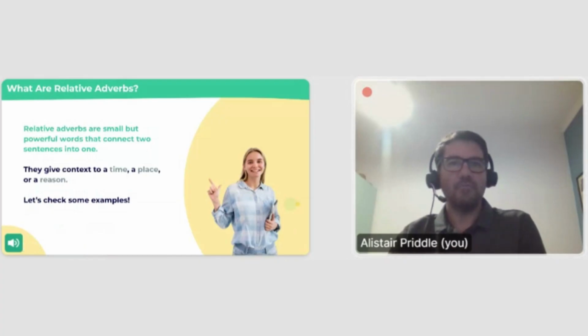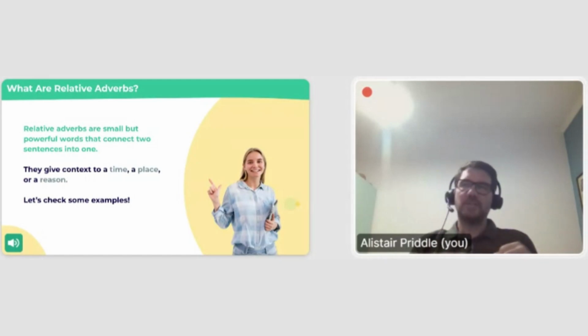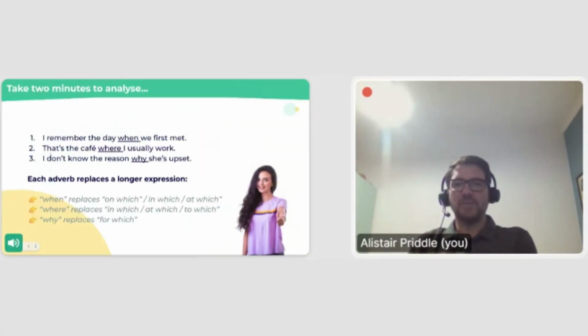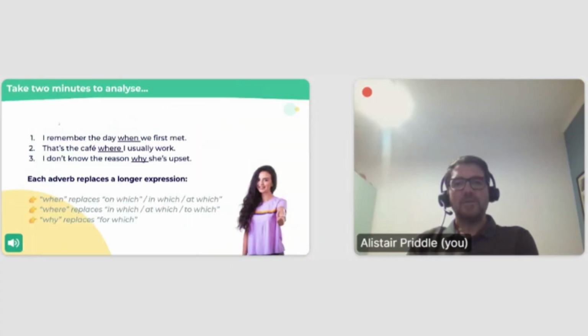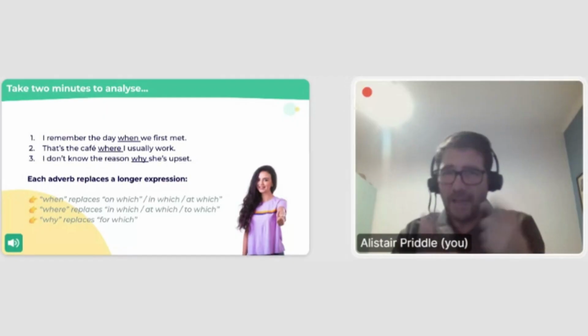So what are relative adverbs? Relative adverbs are small but powerful words that connect 2 sentences into one. They give context to a time, a place, or a reason. Well, let's check some examples straight away. So take 2 minutes to analyze these sentences, guys. I'm going to read through them, but have a look as well.